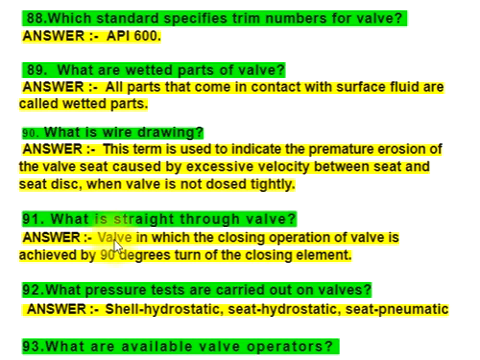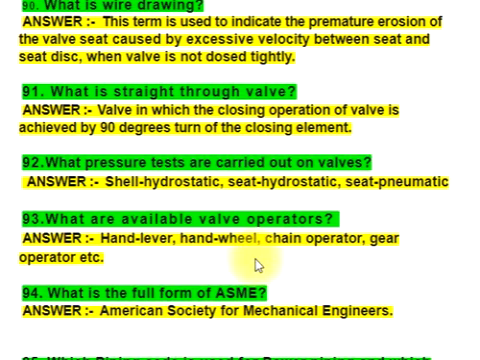Answer: A valve in which the closing operation is achieved by a 90 degree turn of the closing element. 92. What pressure tests are carried out on valves? Answer: shell hydrostatic, seat hydrostatic, seat pneumatic. 93. What are available valve operators? Answer: hand lever, hand wheel, chain operator, gear operator, etc.